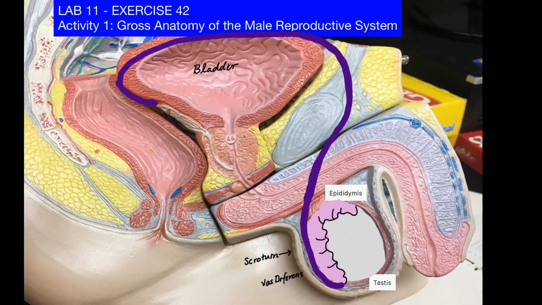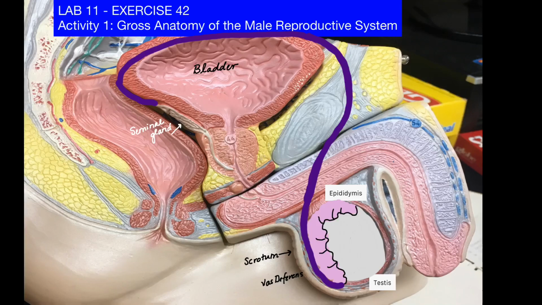Now we move all the way along our vas deferens, and the next structure that we encounter is an accessory gland called the seminal gland. We're going to talk about what the seminal gland actually does in a few slides. So wait for it, it's going to be cool.